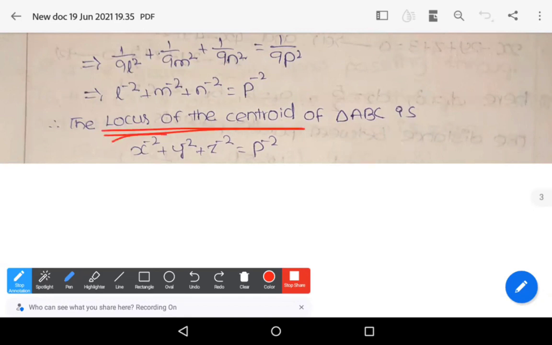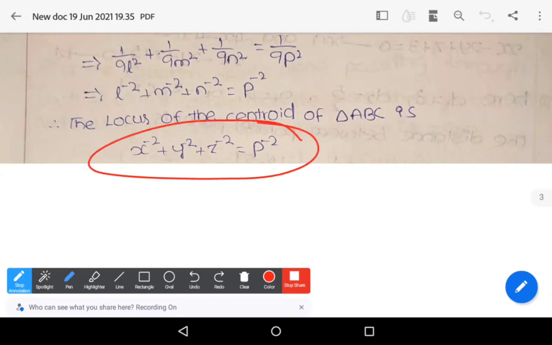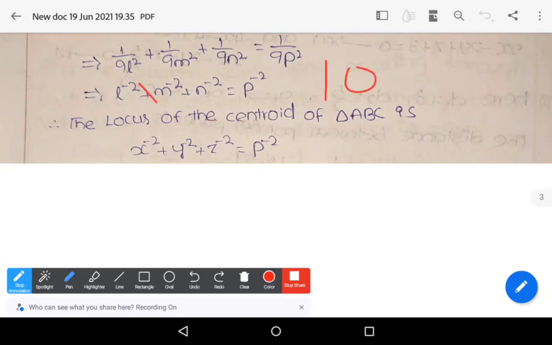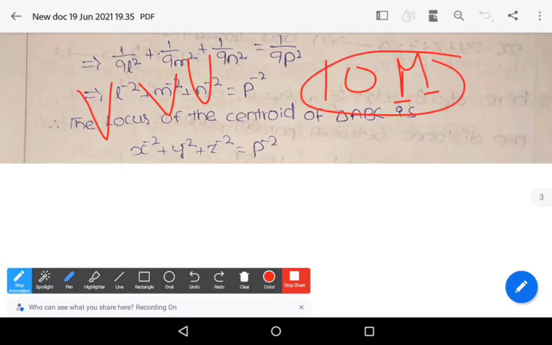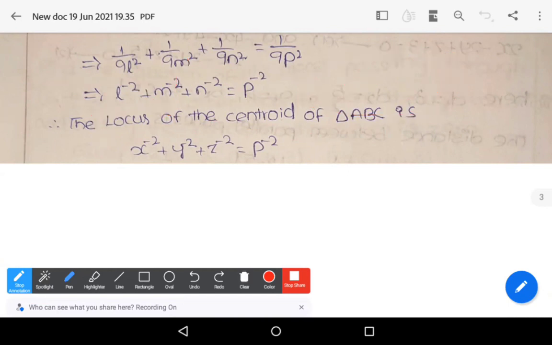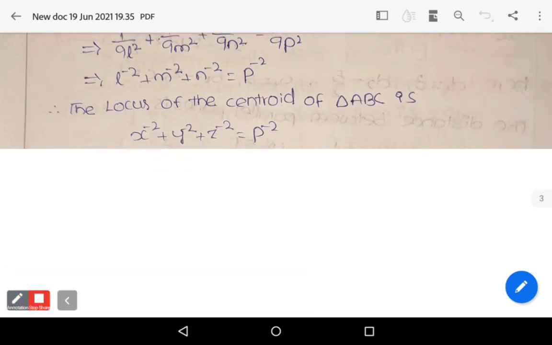In terms of variables, you can write the locus in terms of x, y, z: x power minus 2 plus y power minus 2 plus z power minus 2 is equal to p power minus 2, which is a very, very important problem for the 10 mark section in the plane chapter. It is the highest number of times repeated question. So keep learning, practice this problem today.